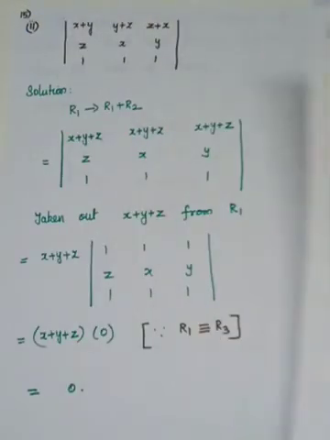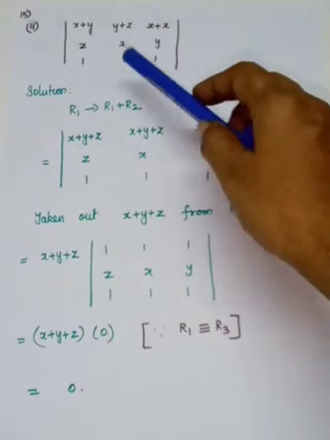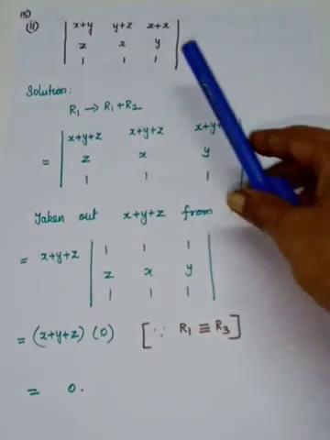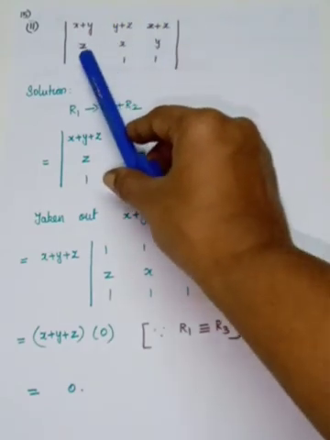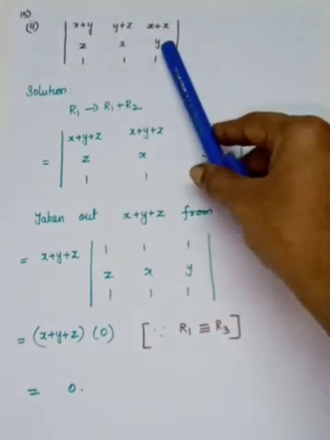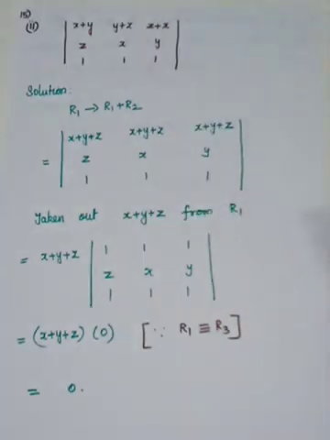And come to the second subdivision of the 15th problem. Here you have x plus y, y plus z, z plus x, then z, x, y, and 1, 1, 1. Here I am going to use the last property: any two rows can be added or subtracted, or multiplied by a scalar and added, and the value of the determinant remains the same. It will not be changed.